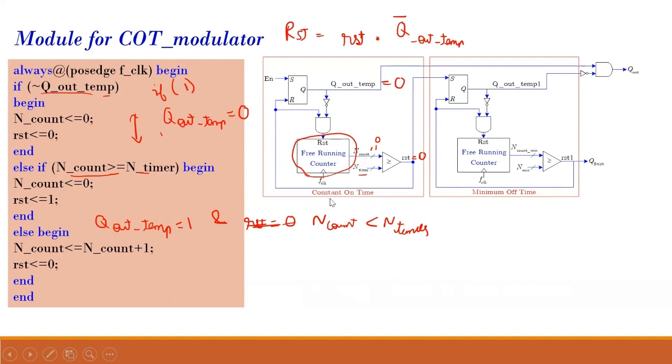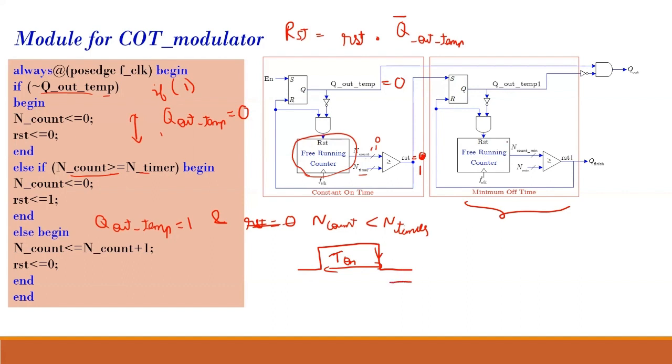And this is implementing my constant on time block. Similarly, we have the same logic, another set of logic for minimum off time. Now this reset comes as a set pulse for my minimum off time logic. Why? Because this is my T on. When my reset becomes 1, that means my on time has completed and it will turn off.